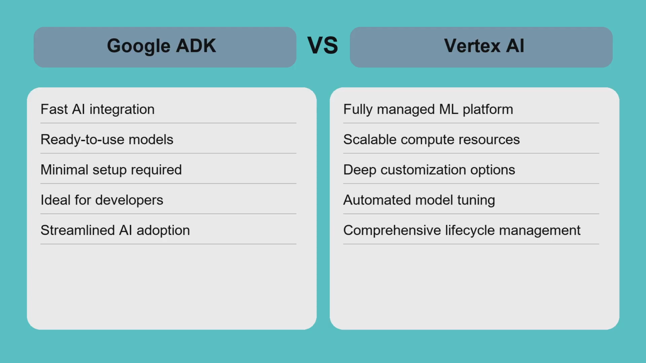For example, a startup building a prototype app might prefer Google ADK for its ready-to-use models, while a large company deploying multiple AI services across teams would benefit from Vertex AI's comprehensive platform. The choice depends on your project's complexity and your team's expertise. Quick deployment versus full lifecycle management.